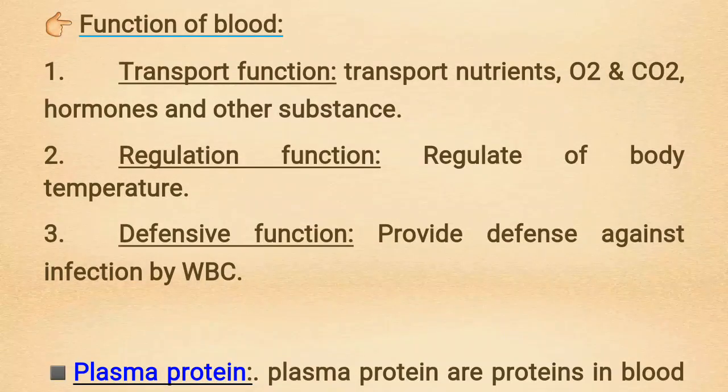Functions of blood. Number 1, transport function. Transport nutrients, oxygen and carbon dioxide, hormones and other substances. Number 2, regulation function. Regulation of body temperature. Number 3, defensive function. Provide defense against infection by WBC.